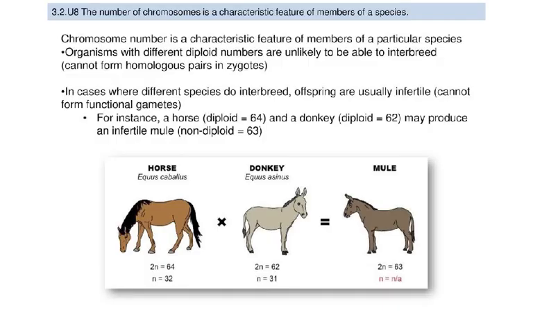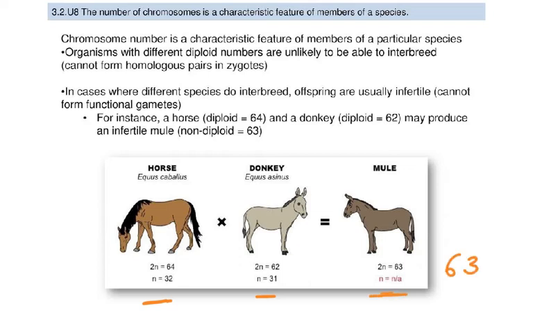Another important feature is that the chromosome number is a characteristic feature of members of a particular species. Organisms with different diploid numbers are unlikely to be able to interbreed. In cases where different species do interbreed, offspring are usually infertile and cannot form functional gametes. For instance, a horse is 2n = 64, so it is 32 pairs. And a donkey is 2n = 62, so 31 pairs. So when you cross a horse and a donkey, you get a mule, and that has 63 chromosomes.